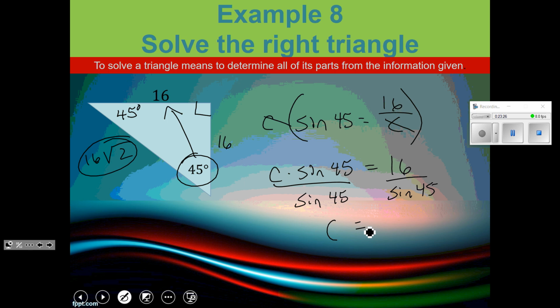Would this be a good one to use my unit circle on? What is the sine of 45 degrees? Check this out: 16 over the square root of 2 over 2. You with me so far? This is going to give you 32 over the square root of 2. Then if I rationalize it, I end up with 32 times the square root of 2 over 2, and if I simplify it, it becomes 16 times the square root of 2, which is what I got over here. Do you see what I'm saying? There are endless possibilities to get the right answer as long as you're doing it correctly. You've got to do it right, but you can do it different ways.